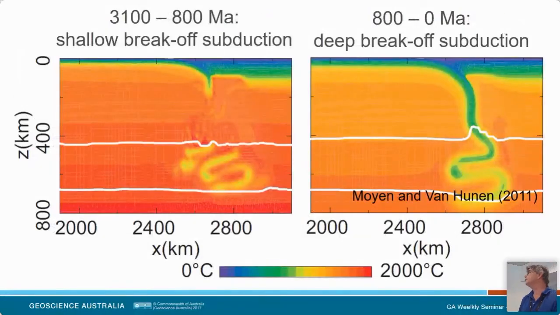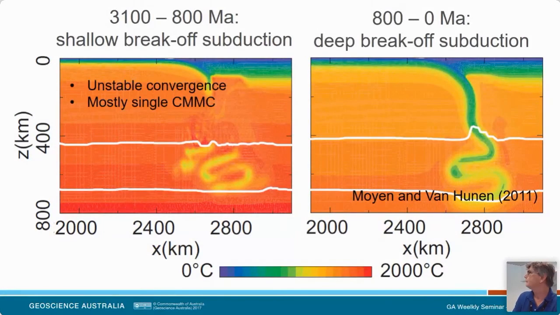Now, if we actually move to the younger periods of time, if we go from 3,100 to 800 million years ago, we have what we think is shallow subduction breakoff. Okay, and this just is a model where you actually break off the subducting plate, which is shown in the yellow, and it just falls down, and it causes unstable convergence because you don't have the driver. If the driving force falls off, then you no longer have that convergent margin, and it's just going to stop and it's going to freeze. Okay, and so that is why we think we have single CMMCs.